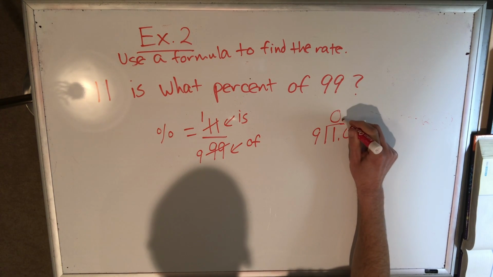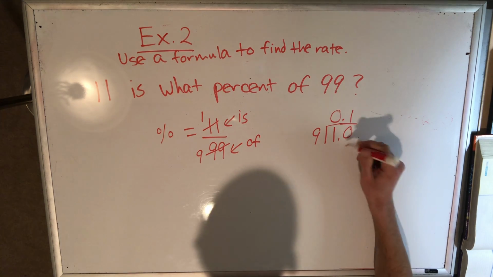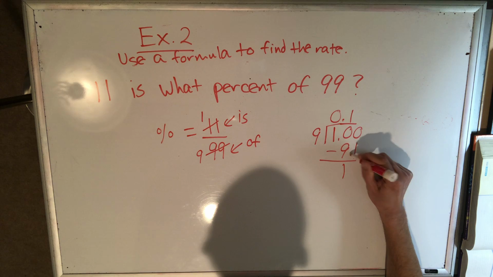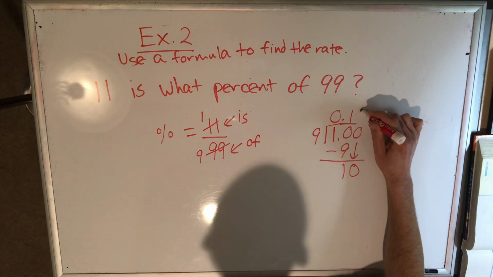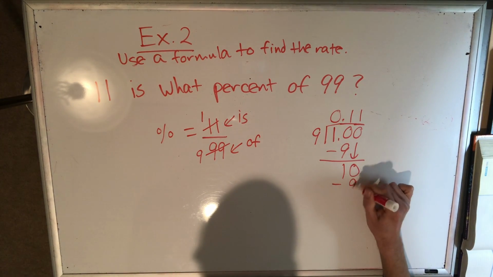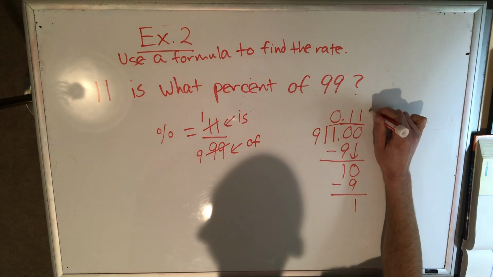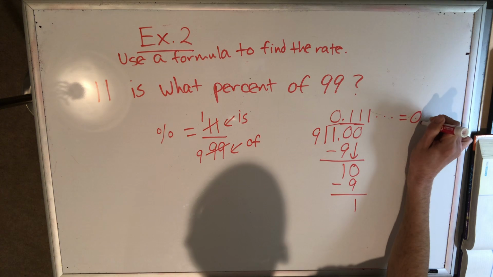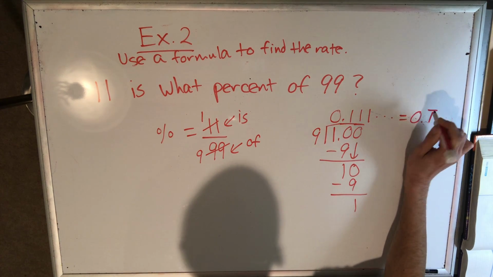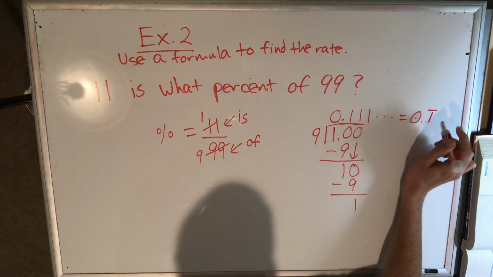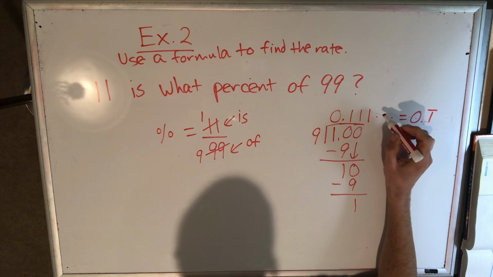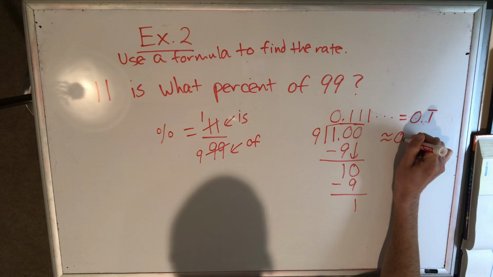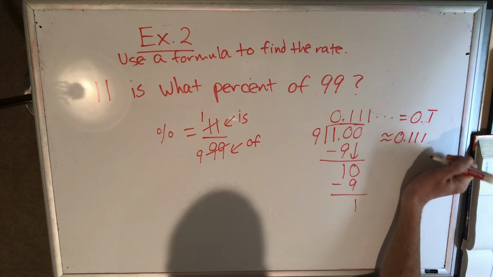9 goes into 10 1 time. 1 times 9 is 9. Bring down the next 0. 9 goes into 10 1 time. As you can see, it's going to be 1 repeating. So to indicate that, you can put a bar over the 1. If you round it to 3 decimal places, it's approximately 0.11. The next digit is a 1, so you round down.